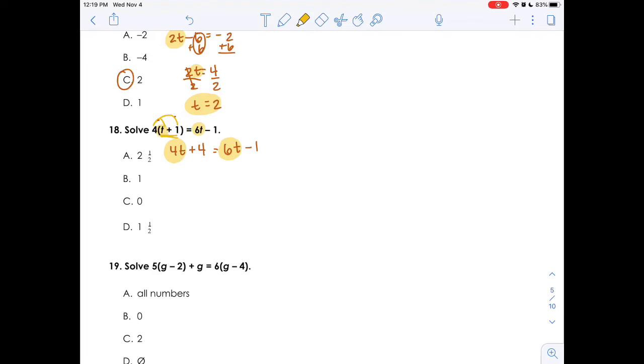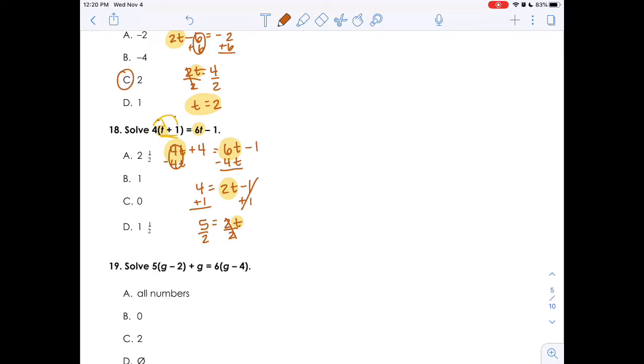Now I want to get the t's together on the same side. I'll go ahead and subtract 4t from both sides. 4t minus 4t is 0, leaving me with 4 equals 2t minus 1. To get 2t by itself, I'm going to add 1 to both sides. On the right, the 1's cancel. On the left, 4 plus 1 is 5, equals 2t. To get the t by itself, I'm going to divide both sides by 2.